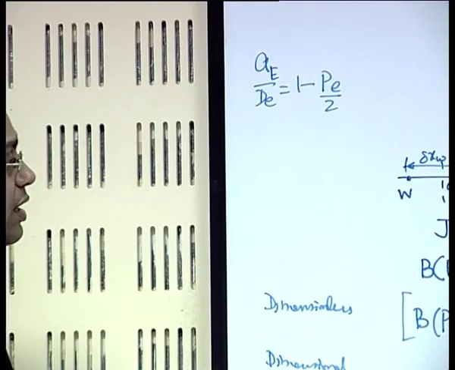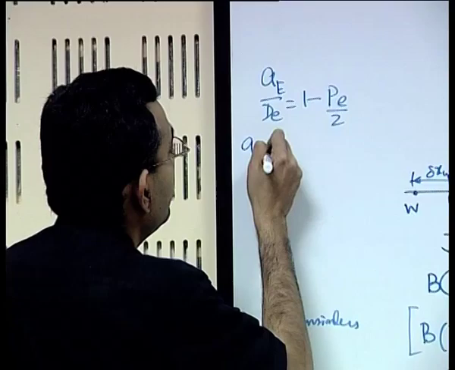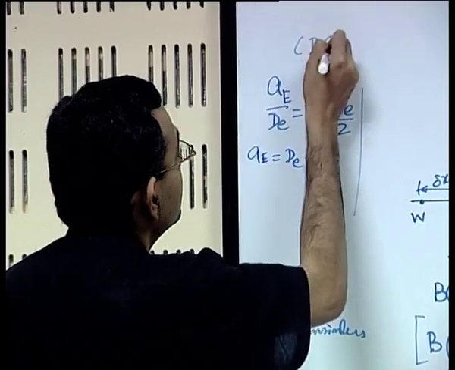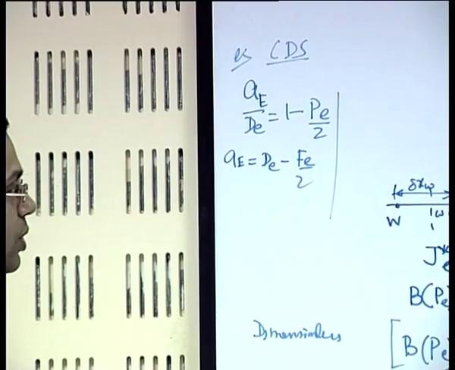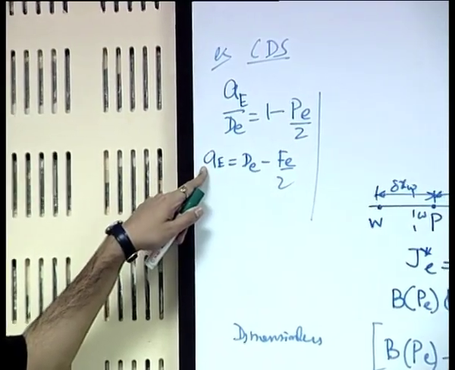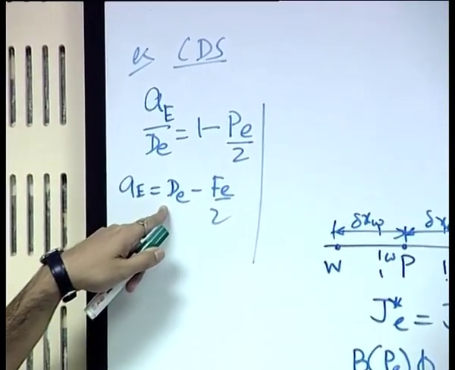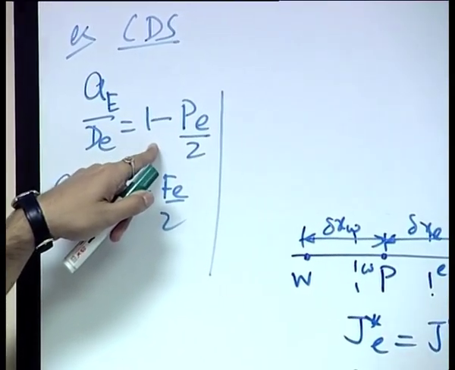So you can see that AE equal to DE minus FE by 2. This is the example central difference scheme. You can convert AE to a dimensionless form by dividing it by DE, then it becomes 1 minus PE by 2. So it is a parametric function of Peclet number.